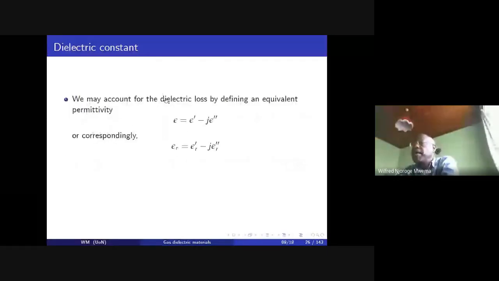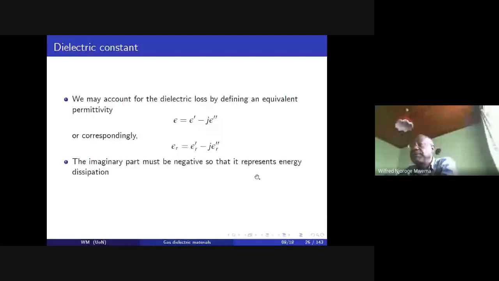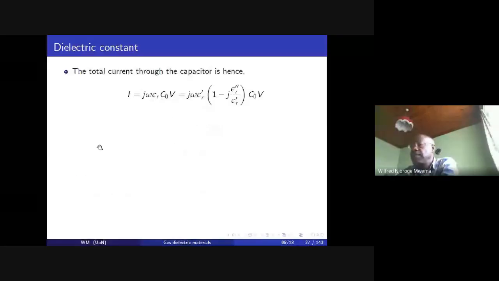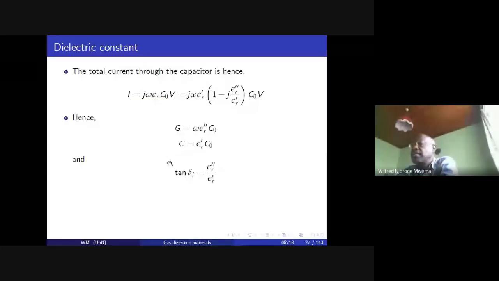So we may account for the dielectric loss by defining an equivalent permittivity epsilon equal to epsilon prime minus J epsilon double prime, defined with a negative sign, because we are trying to represent the current in the element by I equal to J omega epsilon R C naught V, which we can see will have an epsilon R prime minus J epsilon R double prime factor, multiplied by C naught and by V. Hence, we can see that the conductance of the material is equivalent to omega epsilon R double prime multiplied by C naught, and the loss tangent is simply the ratio of the imaginary to the real part.